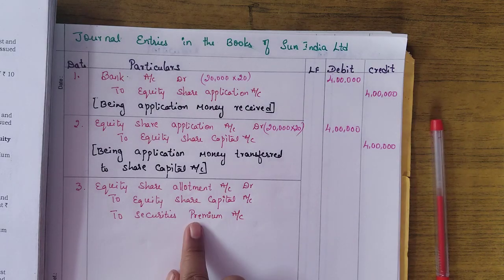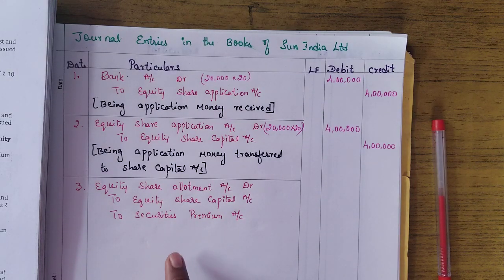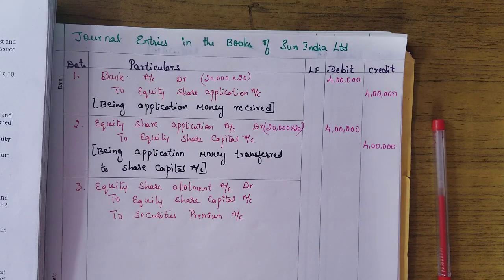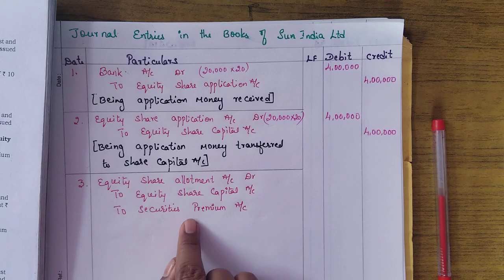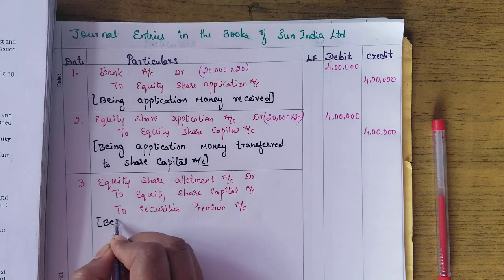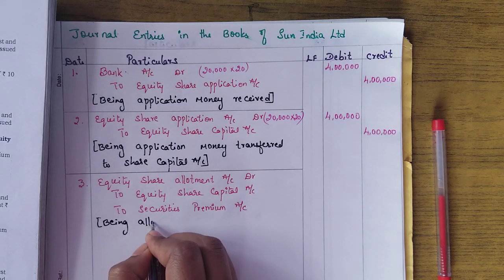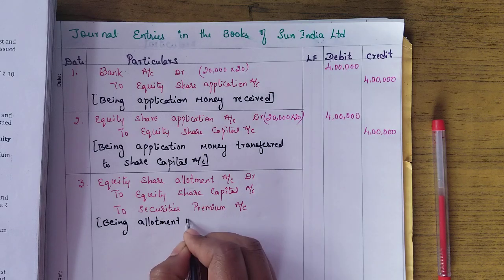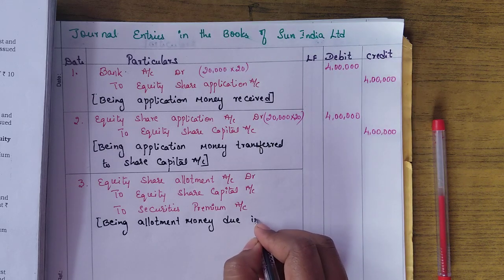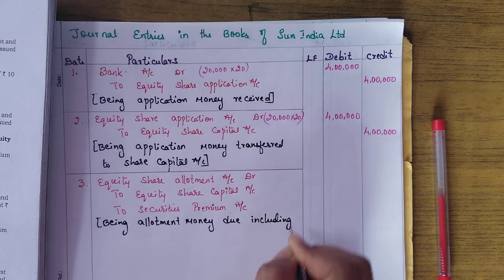Securities premium, as I told you, is nothing but an extra gain or extra income. According to the rules of income and gains, an increase in income and gains should be credited. So this account, securities premium, is increasing the income levels of the company, so this account is credited. For this, the narration being: allotment money due including premium.